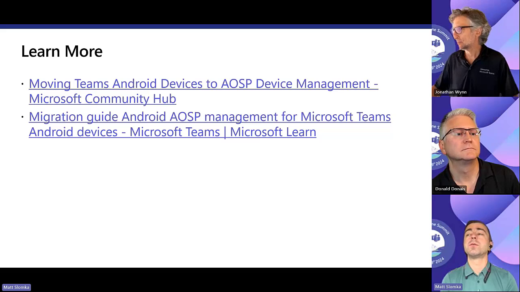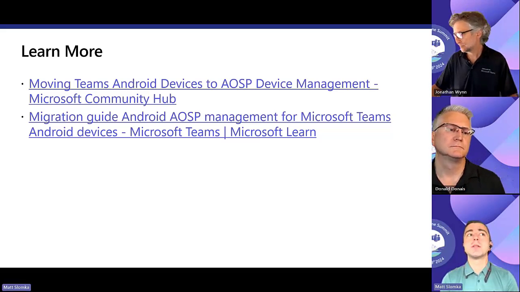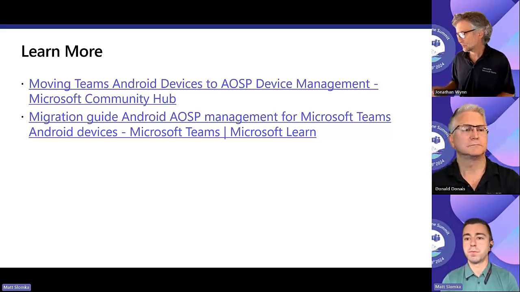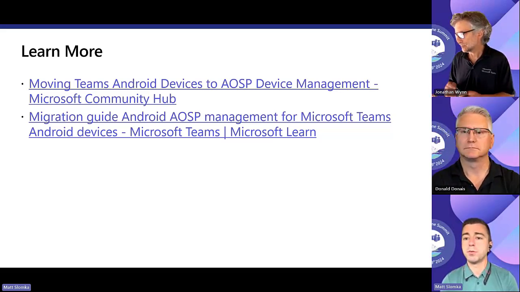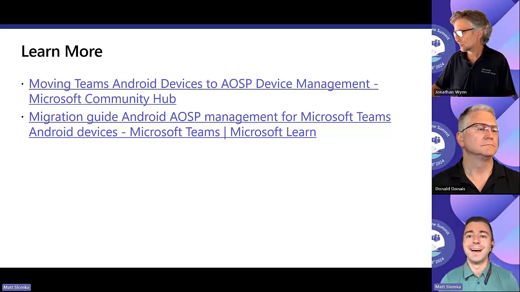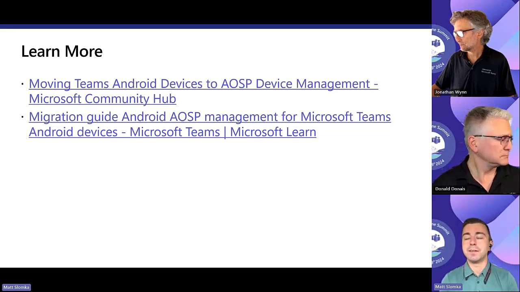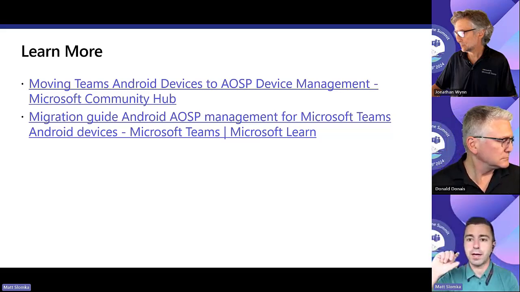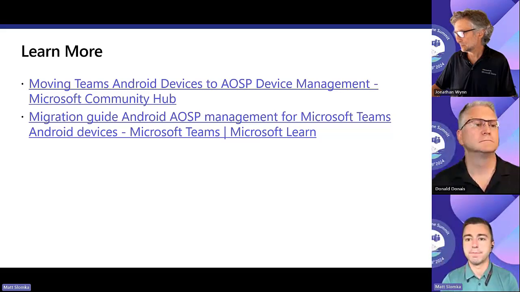So this firmware is not GA yet. Unless you've joined a Teams preview program, you shouldn't have a firmware that has any of the AOSP stuff on it yet. So any devices you've got in market today and deployed in your organization would not have any of this stuff on it yet. But when it's available, the unenroll and auto enroll happens at the time of the firmware update.